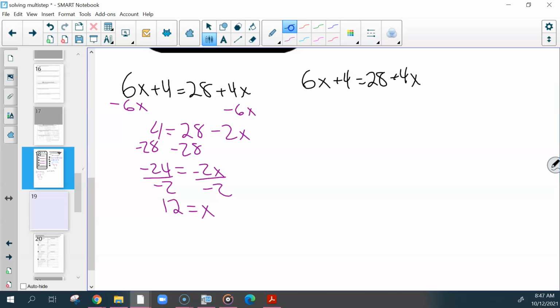So we've moved 4 and 6x to start. We have 4x and 28 left. Which of those do we want to move? So 4x. If we're moving 4x, we need to move it to the other side by subtracting. We moved our x's to the left, so now we have to move our constants to the right. So we have to get rid of this 4 by subtracting.